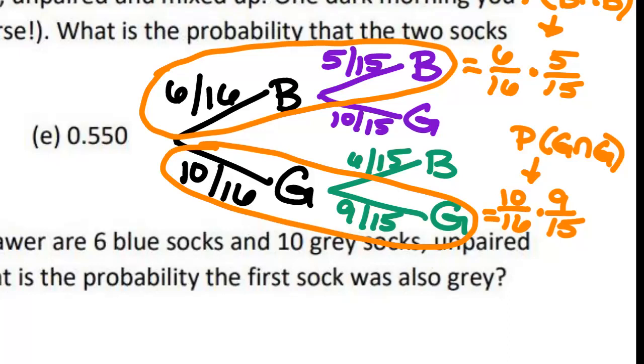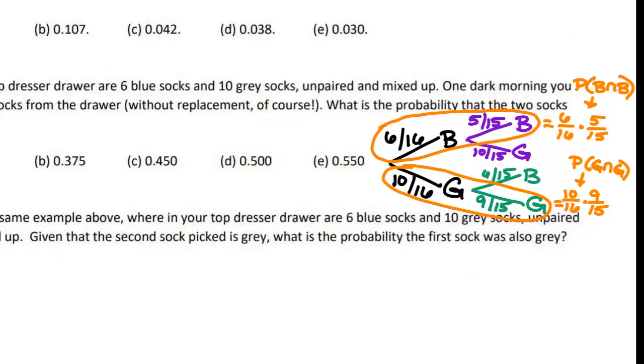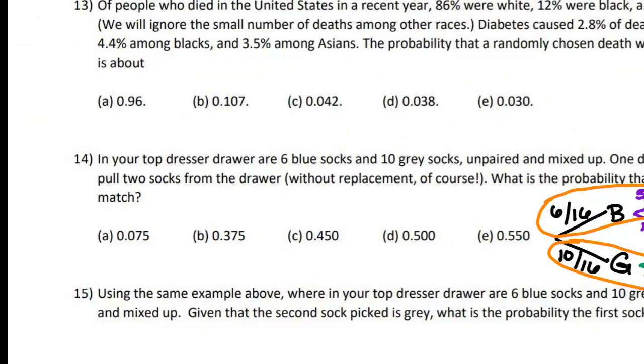Is it possible that I have matching blue socks and matching gray socks that I put on my feet that morning? Can I do both? No. I either have one blue and one gray, or I've got a matching gray, or I've got a matching blue. I can't have blue and gray and gray. So these would be mutually exclusive events. If I want to know the probability of a match, I'm going to need to add those two probabilities together.